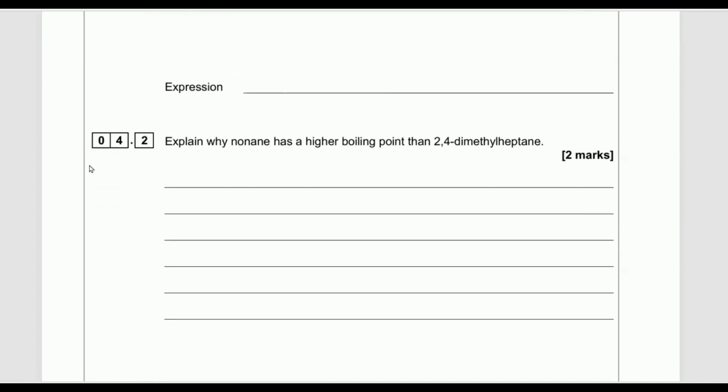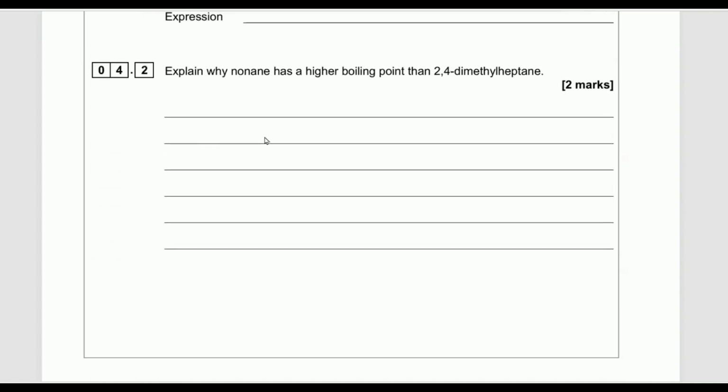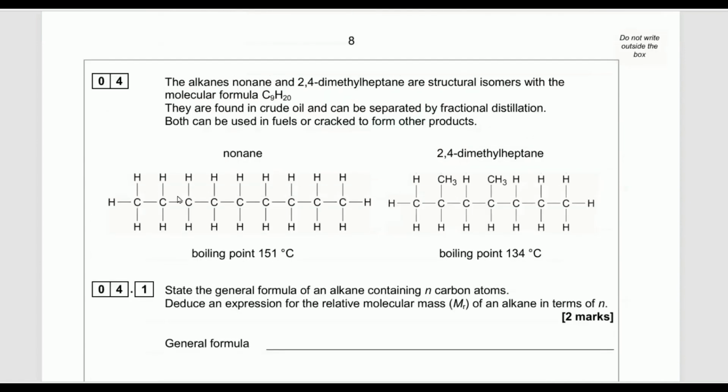Right, 4.2. Explain why nonane has a higher boiling point than 2,4-dimethylheptane. So straight away, what's the difference? Well, this one has a lower boiling point, and they've got the exact same size, same number of electrons. So we can't say this one's got more electrons, therefore more van der Waals forces. They have the same number of electrons. The difference is that 2,4-dimethylheptane has branches, and how does that affect the intermolecular forces?